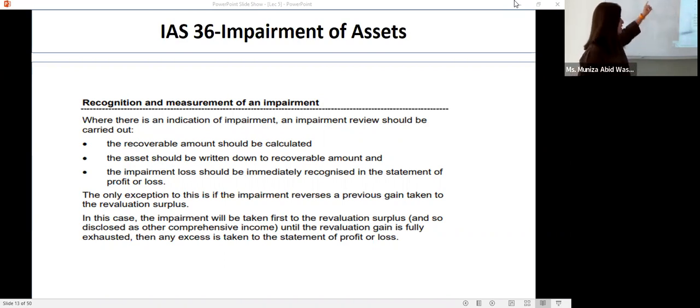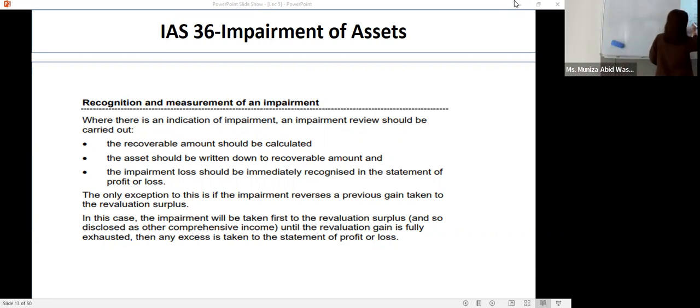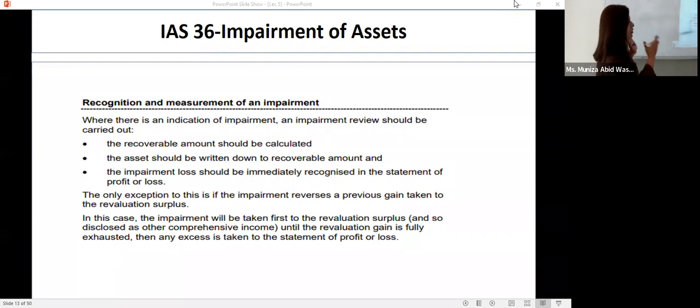So they are telling that the only exception to this is if the impairment reverses a previous gain taken to the revaluation surplus. In this case, the impairment will be taken first to the revaluation surplus and so disclosed as other comprehensive income until the revaluation gain is fully exhausted. Then any excess is taken to the statement of profit or loss.